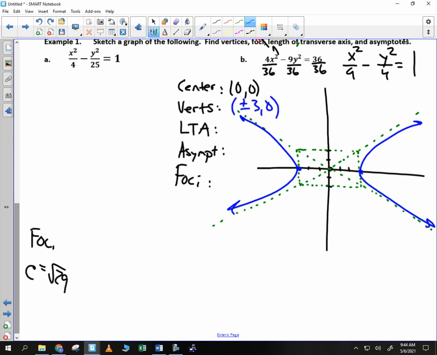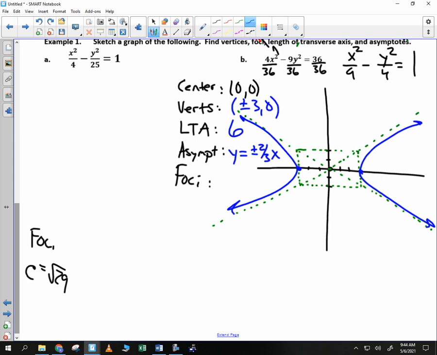So what's the length of the transverse axis? 6. The equation for the asymptotes is going to be y is equal to plus or minus, what's the slope? 2 over 3 x. Good.